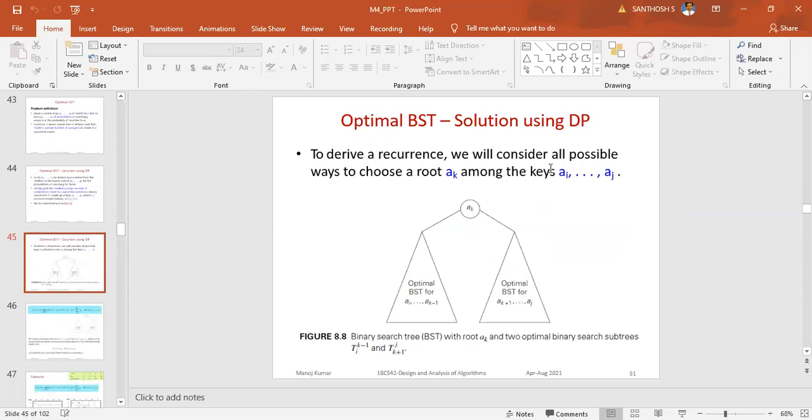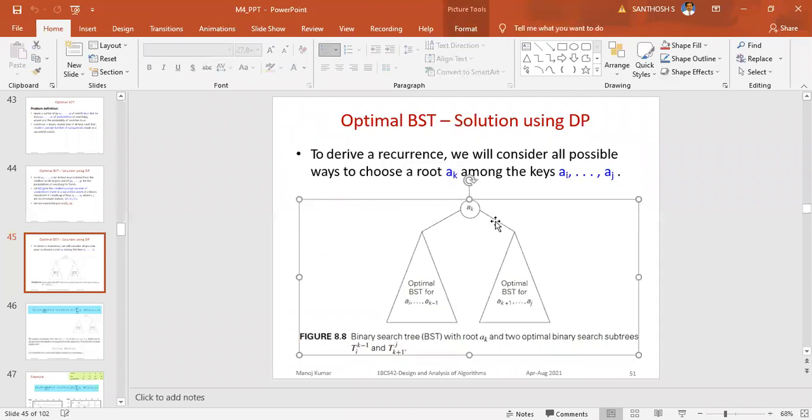To derive the recurrence, we will consider all possible ways to choose root AK among the keys AI to AJ. There are so many elements. So in those elements, you have to find the optimal way to choose the root AK. So how to find AK? AK is derived from values ranging from AI to AJ. In between, if this is AK, one element before is AK minus 1, one element after is AK plus 1. So keep in your mind binary search tree.